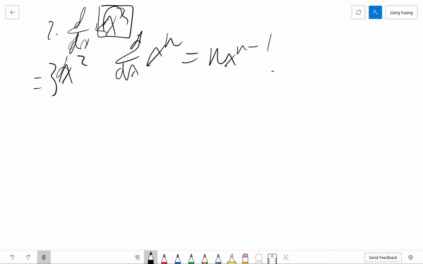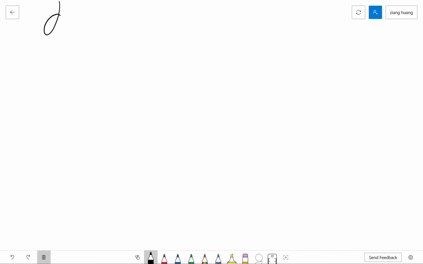Very simple. So now that we've gotten over those two very simple examples, let's get to something more difficult: trigonometric functions. For example, sine x or cosine x. What are the derivatives of those?